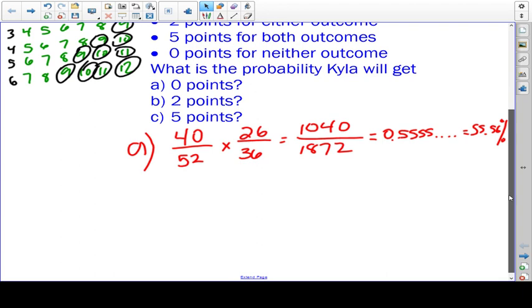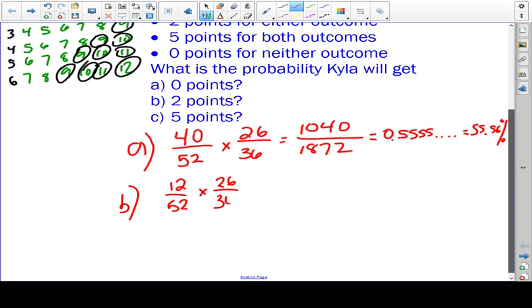What's the probability of getting 2 points? Now, understanding this, 2 points can happen two ways. Either getting the point on the card and not the dice, or getting the point on the dice and not the card. We have to look at both situations. So if you get the point on the card, that would be 12 out of 52, and you still wouldn't get the point on the dice, so that'd still be 26 out of 36.